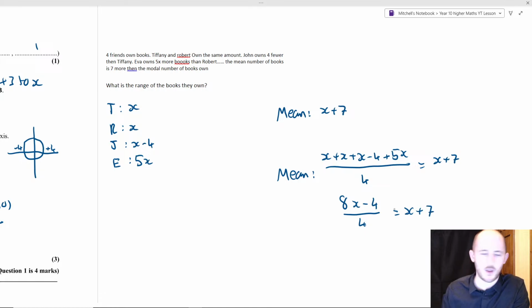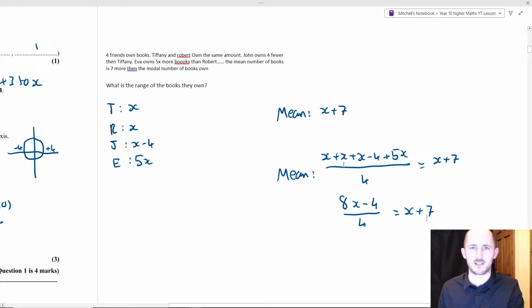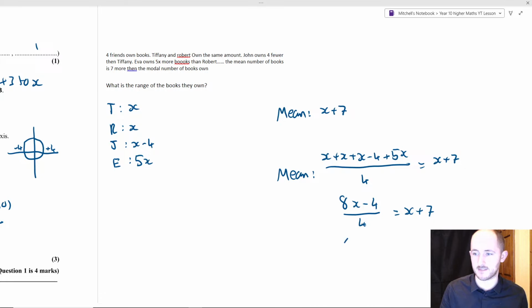Okay. So just by the way, I did this a bit quick because I'm actually really invested in this question. x plus x plus x plus 5x would be 8x, because there's 3 here and 5 here. Minus 4 will be there, over 4. So if I do this division, 8x divided by 4 is 2x. Minus 4 divided by 4 is minus 1, equals x plus 7. I'm going to move this x to this side, so minus x on both sides, and also plus 1. So I get x is equal to 8.